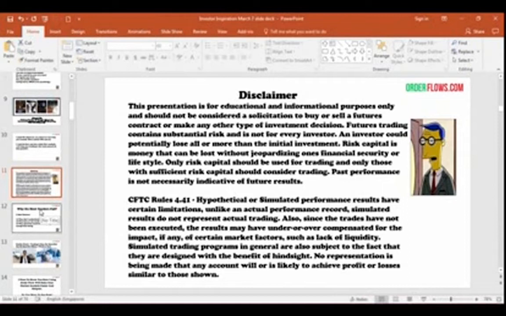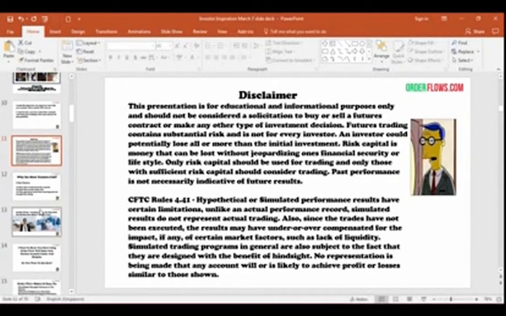Futures trading contains substantial risk, and it's not for every investor. An investor could potentially lose all or more than the initial investment. Risk capital is money that could be lost without jeopardizing your financial security or lifestyle. Risk capital should be used for trading, and only those with sufficient risk capital should consider trading. Past performance is not necessarily indicative of future results.